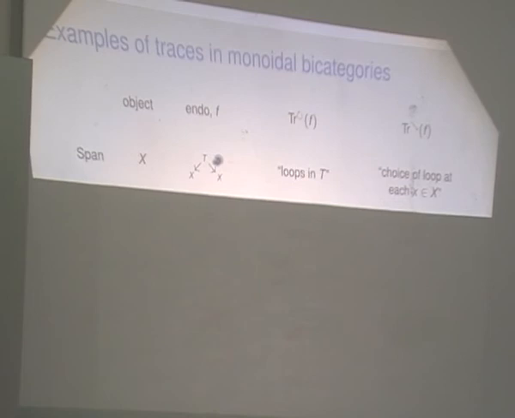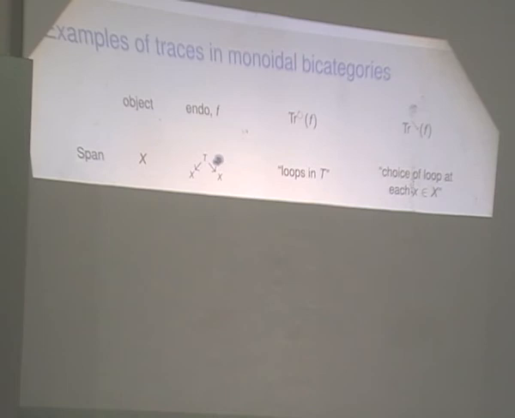So I just call these loops. I think of that as the two endpoints of T. So it's the set of points in T which project to the same point. But the diagonal trace is going to be another set, and it's a choice of loop for each X in X. So at each X in X, it's going to be an element in T which maps down to X through both of these. So we get two sets which are slightly different, but they're both sets in this case.